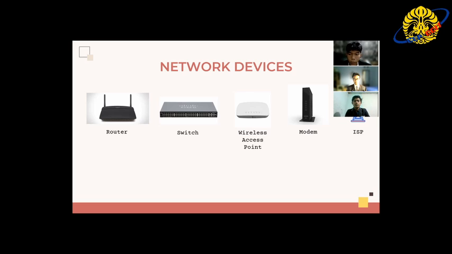Number two is switch. Switch is networking hardware that connects devices on a computer network by using packet switching to receive and forward data to the destination device. A network switch is a multi-port network bridge that uses MAC address to forward data at the data link layer of the OSI model. Number three is wireless access point. In computer networking, a wireless access point, or more generally just access point, is a networking hardware device that allows other Wi-Fi devices to connect to a wired network.